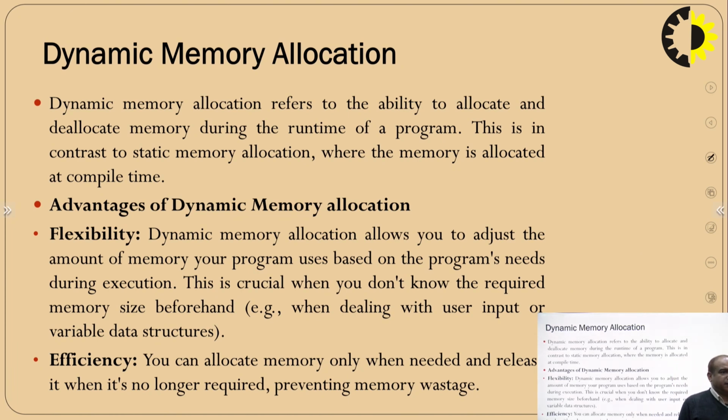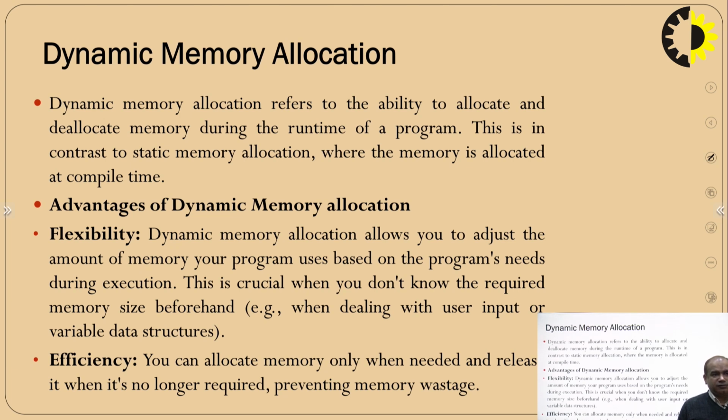Dynamic memory allocation refers to the ability to allocate and deallocate memory during the runtime of the program. This is in contrast to static memory allocation, where the memory is allocated at compile time. So dynamic memory is allocated during the runtime of the program.